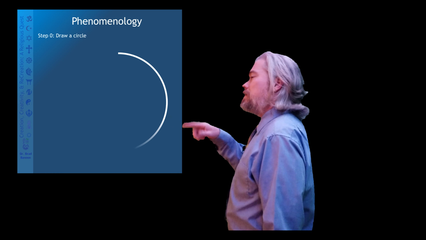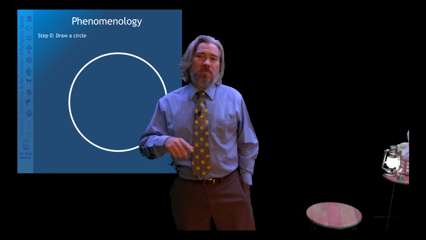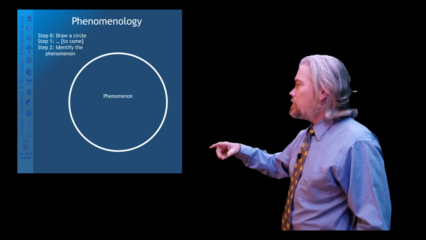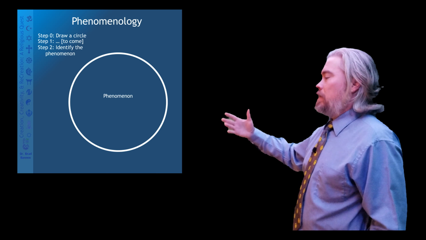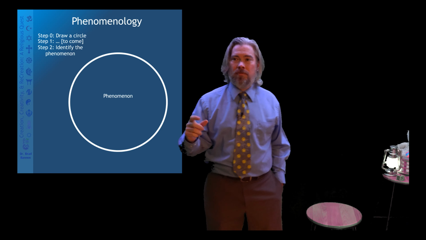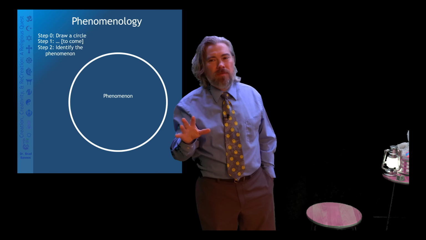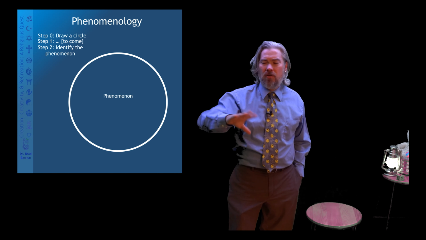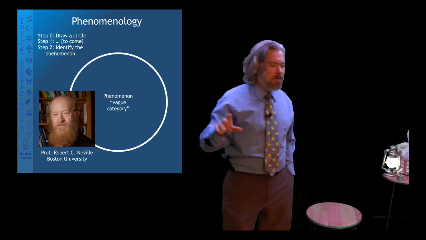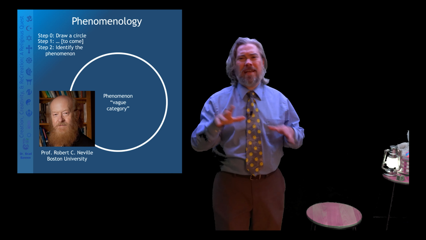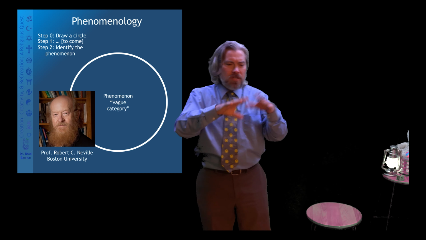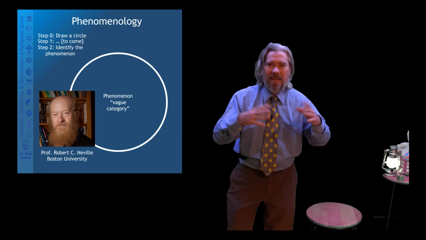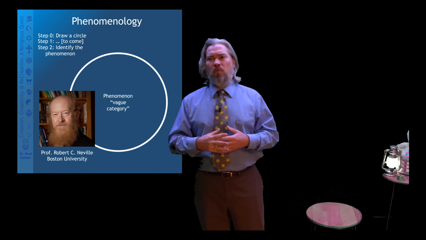So the first step, which I like to call step 0, because 0 is a circle, is to simply draw a circle. Then the next step is to put whatever that thing that you're studying, whichever phenomenon that you're studying, in the center of the circle. We don't even have to define this thing very accurately or very specifically now. Right now we just want what one philosopher, Robert Neville, calls a vague category, just sort of a vague idea of what it is that we're going to study. The more determined it is at this point, then the less phenomenological our investigation will be.